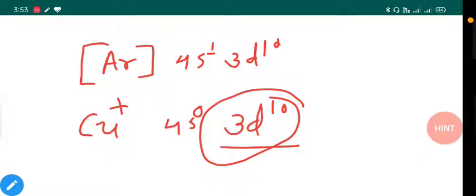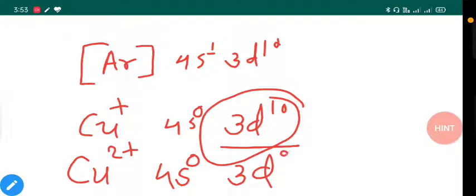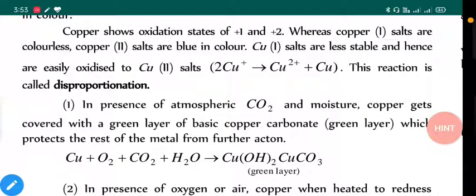But if we check the electronic arrangement of Cu+2, then it will be 4s0 3d9. So we have partially filled d orbital in copper +2. That's why it shows blue color. Now these copper +1 salts are less stable and hence they easily oxidize into copper +2. So simple reaction, 2Cu+ will give us Cu2+ and Cu metal.